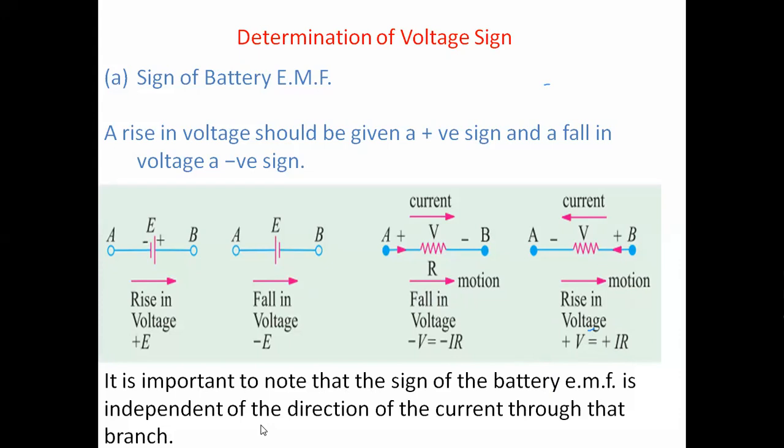So an important point we can remember here is that the sign of the battery is independent of the direction of the current. The sign of the battery is independent of the current which is flowing through the circuit.